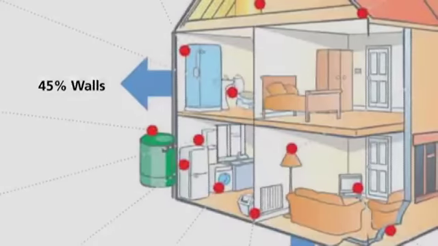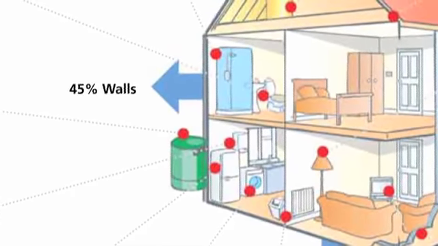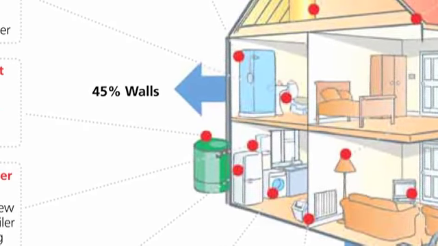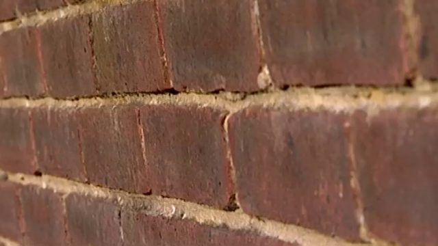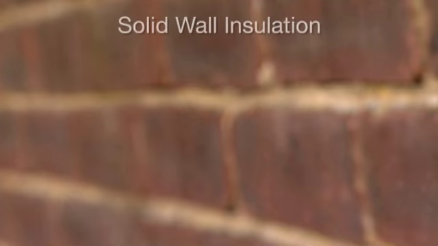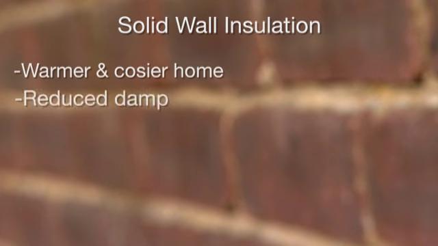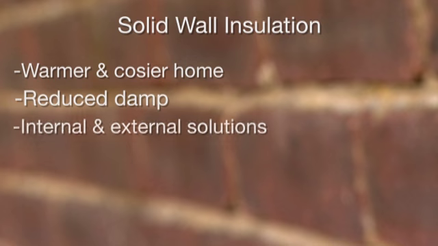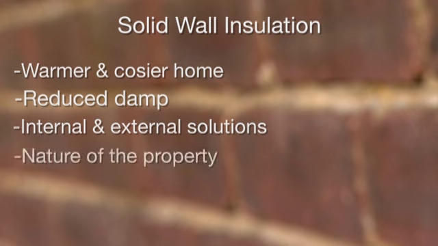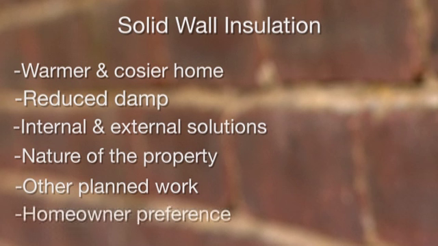Let's have a look now at solid wall insulation. For an uninsulated home with solid walls, around 45% of heat loss is through the walls, meaning the savings to be made are even bigger than for cavity wall insulation. Solid wall insulation will make your home feel more cosy and can reduce damp. Internal and external wall insulation solutions are available depending on the home itself, other planned works, and the preference of the homeowner.